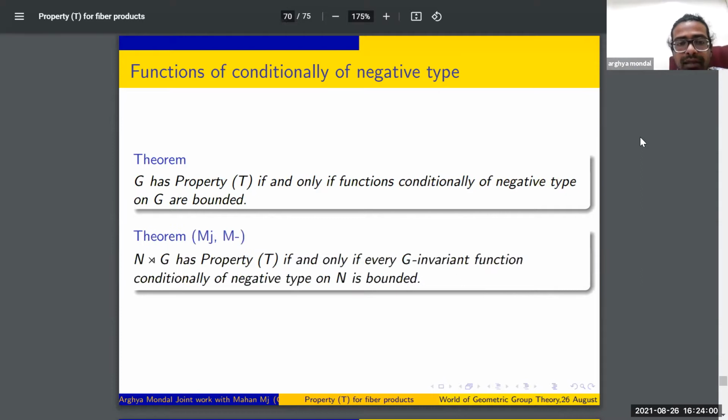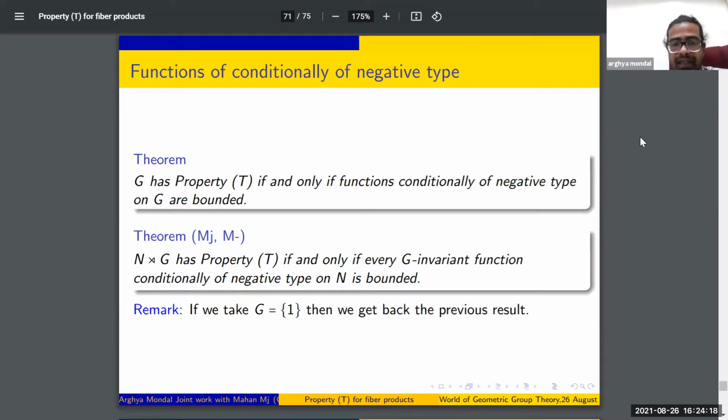And in our context, this becomes that the semi-direct product has property T, given that G has property T, if and only if every G-invariant function conditionally of negative type on N is bounded. And again, we note that if we take G to be the trivial group, then we get back the previous result.